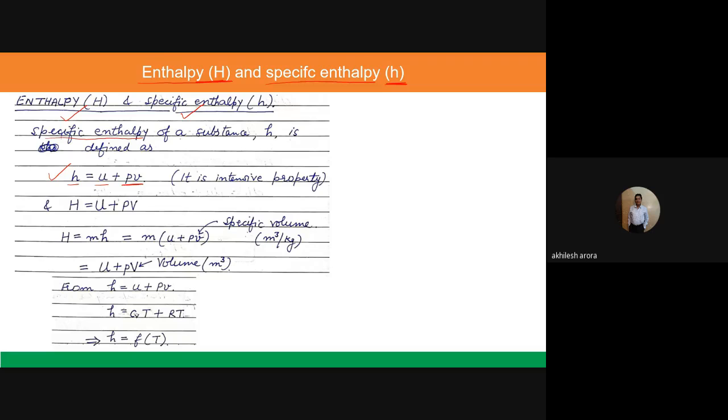So if you see here, this U is the specific internal energy, P stands for the pressure, and V stands for the specific volume. So V is specific volume. All other terms are clear to you. Small u means specific internal energy.